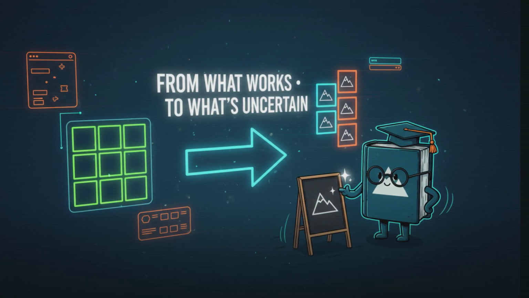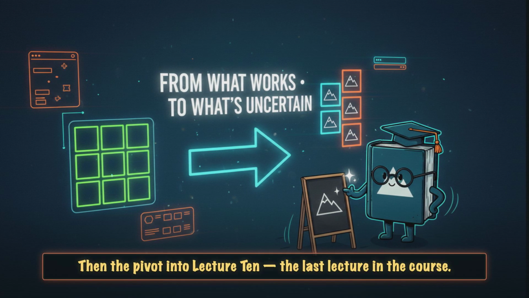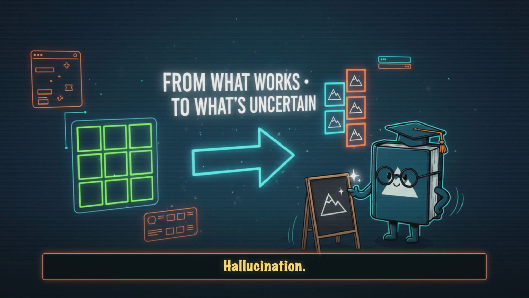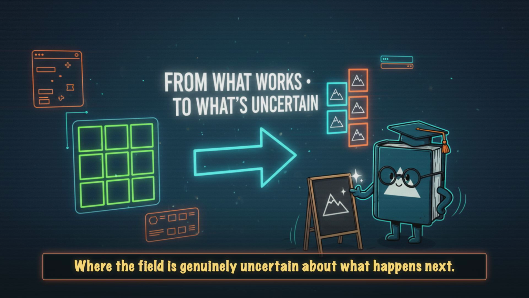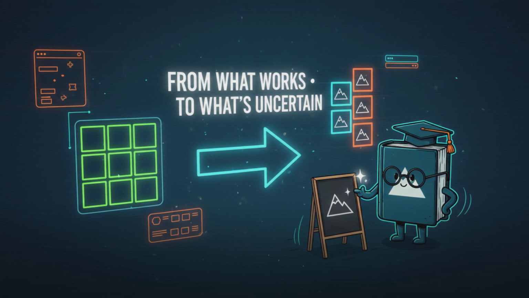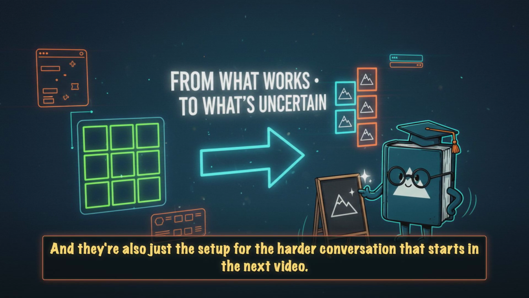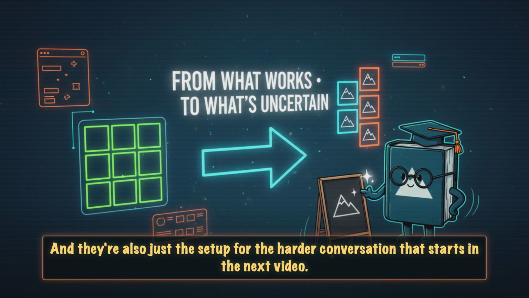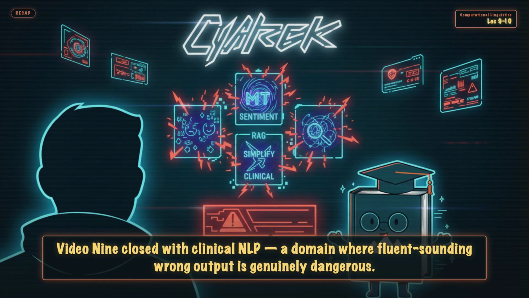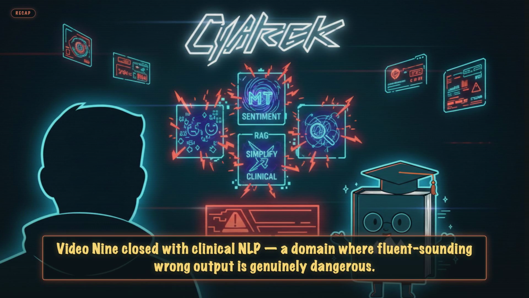Today is the closer. Everything Lecture 9 said, then the pivot into Lecture 10, the last lecture in the course. Bias, hallucination, alignment, the frontier, where the field is genuinely uncertain about what happens next. The applications we just walked through are real, and they're also just the setup for the harder conversation that starts in the next video. Video 9 closed with clinical NLP, a domain where fluent-sounding wrong output is genuinely dangerous.